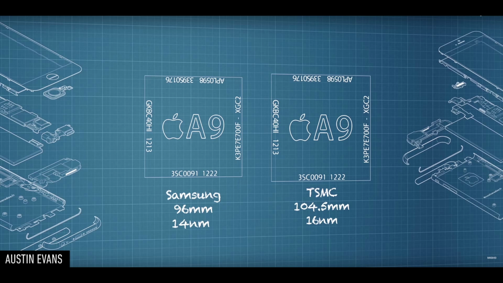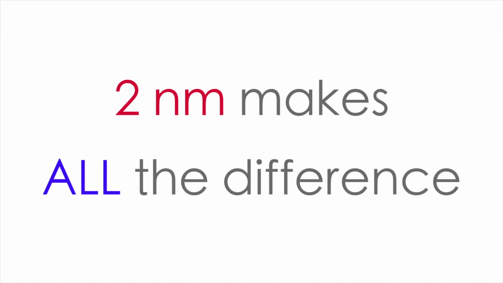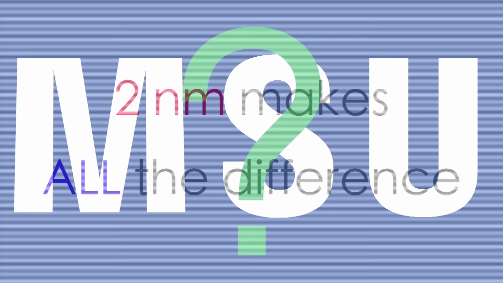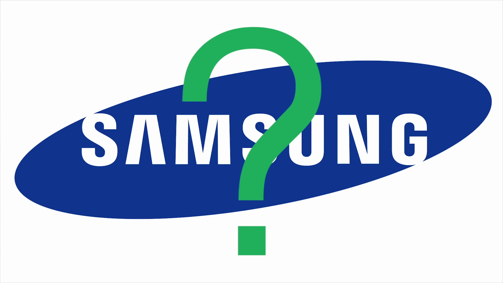And because Samsung is putting more current in, it is using more battery life. So it's because of this 2 nanometer difference that the Samsung CPU wastes way more battery life than the TSMC version. So then the question becomes, why doesn't Samsung just make their transistors bigger so every iPhone is equal and every consumer is happy?